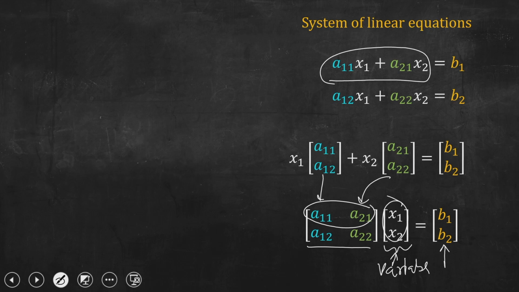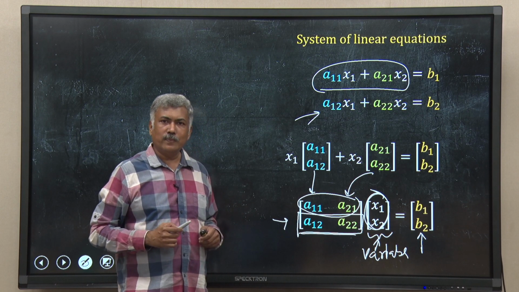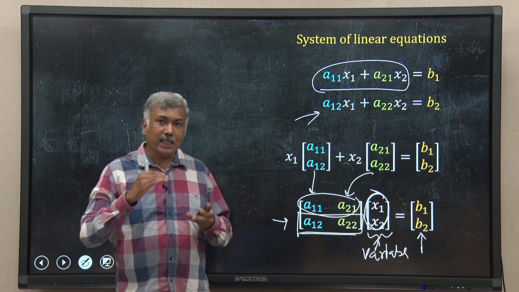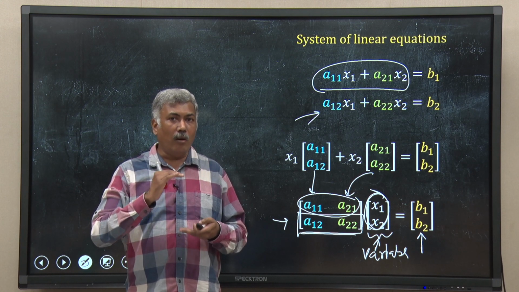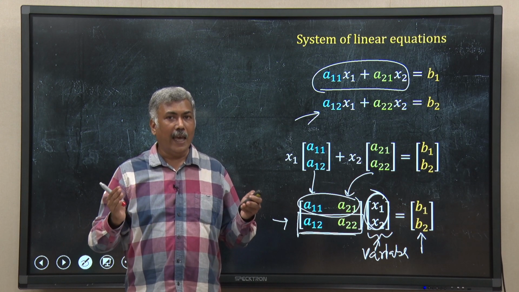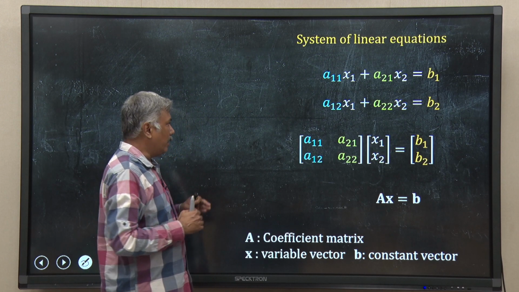a11 into x1 plus a21 into x2. Now, take the second row of this matrix and multiply with the same vector x1 x2. What will happen? You will get the second equation's left hand side, a12 x1 plus a22 x2. So, that means a system of linear equations is given to me. I can represent it in a compact form using a matrix and a few vectors. So, as a whole, I have written it down in a shortened form.